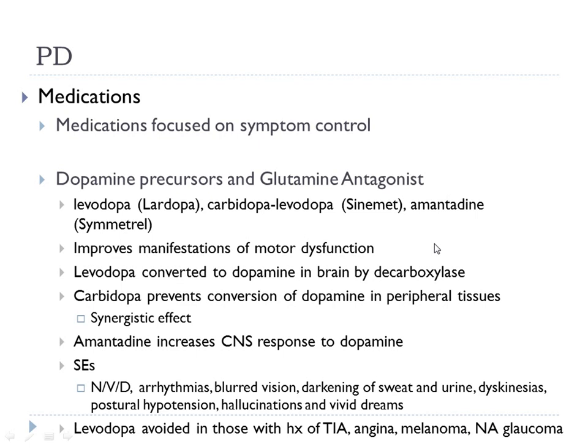We also have a carbidopa-levodopa combination that is Sinemet, and the carbidopa works together with levodopa to create a better response, a synergistic response. Amantadine also is a dopamine precursor. And this works because levodopa is converted into dopamine, but the body will eventually break down the dopamine, but the carbidopa can help potentiate, keep it around a bit longer. Does that make sense?